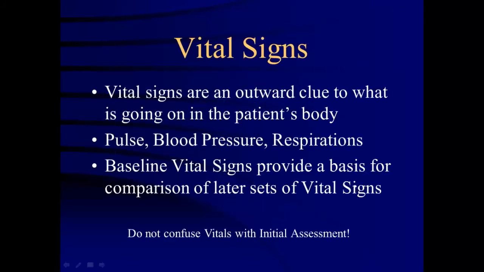So what are vital signs? Vital signs are an outward clue to what's going on in the patient's body. Vital signs include pulse, blood pressure, and respirations. Technically, if you hear the nurses talking, they also include temperature. We do assess temperature, but it's not necessarily with the thermometer. We kind of assess and go, warm, cool, hot, normal, not normal. So temperature is technically the fourth vital sign. For us, we care about the pulse, the blood pressure, and the respirations.